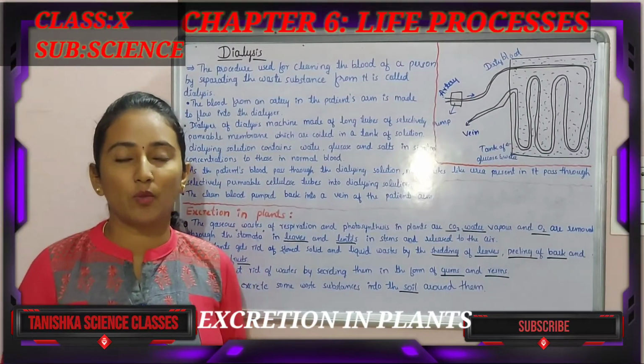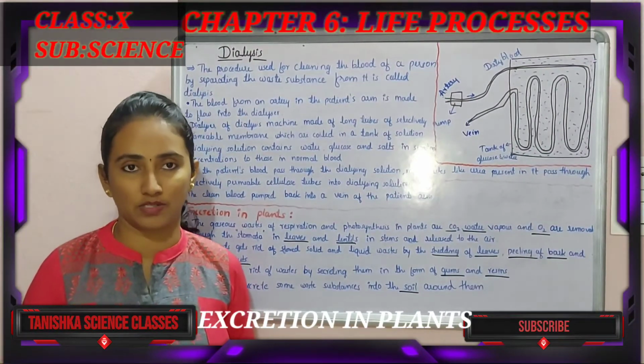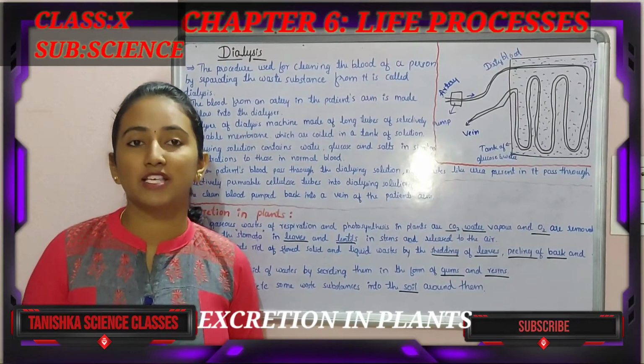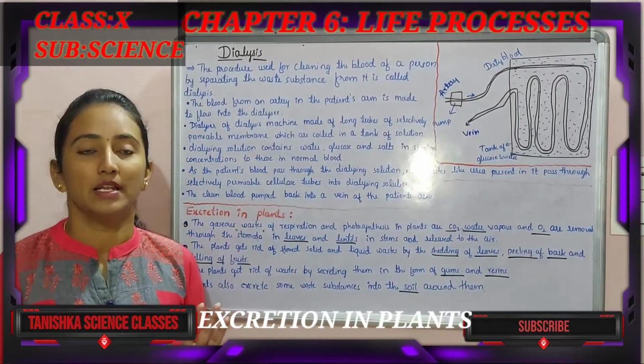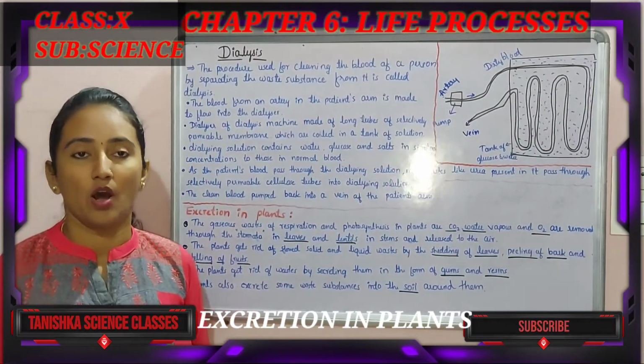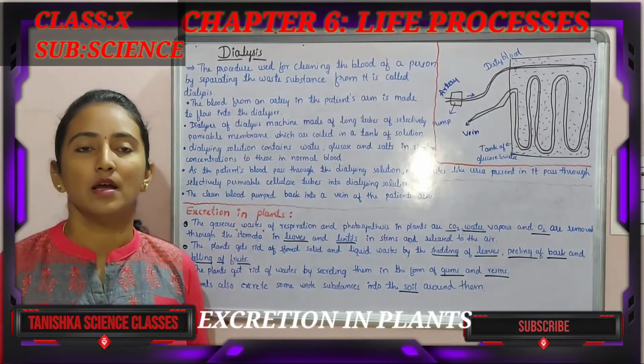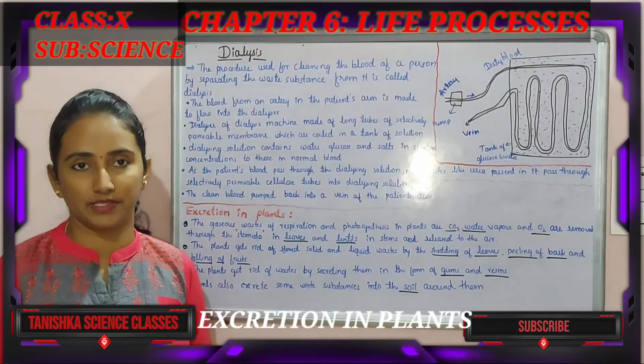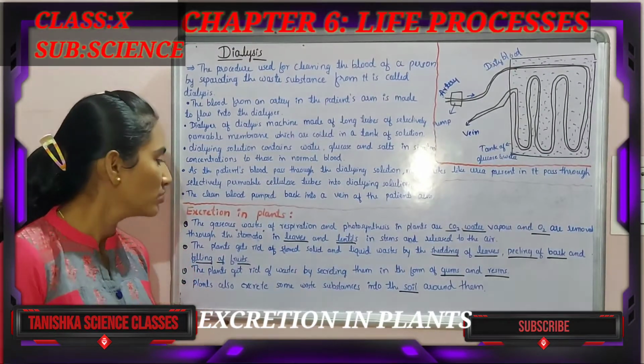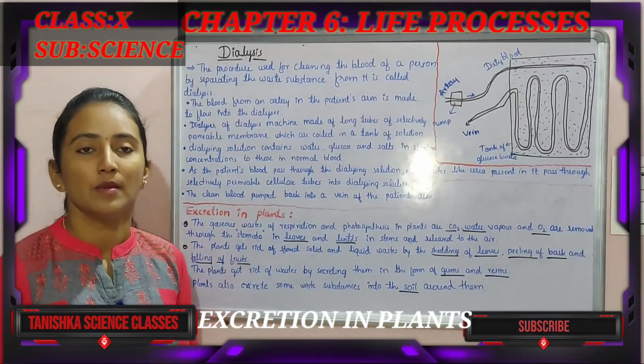From those, they excrete the waste products. Plants also produce waste substances in the form of liquid, gas and solid. All three forms of waste substances are removed from the plants by various processes. Let us study in detail about it today. At first we'll see about the gaseous waste.